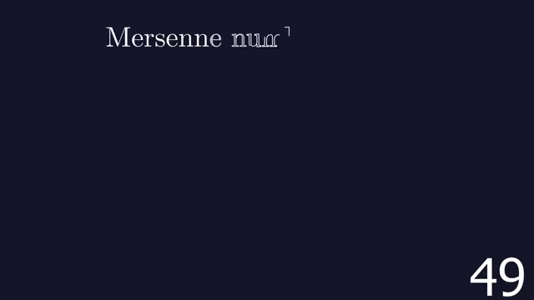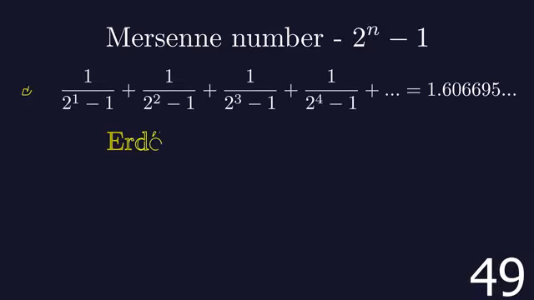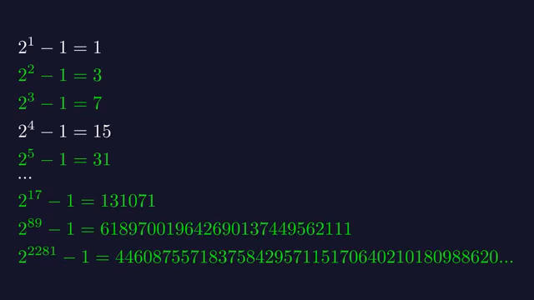A Mersenne number is a number of the form 2 to the power of n minus 1. The sum of the reciprocals of all Mersenne numbers is approximately 1.6 and is known as the Erdős-Borwein constant. Mersenne numbers are also used to find very large prime numbers, some with millions of digits. To learn how these giant prime numbers are discovered, watch this video next.